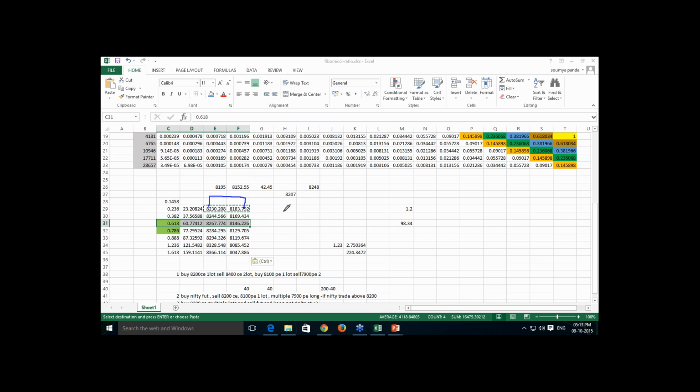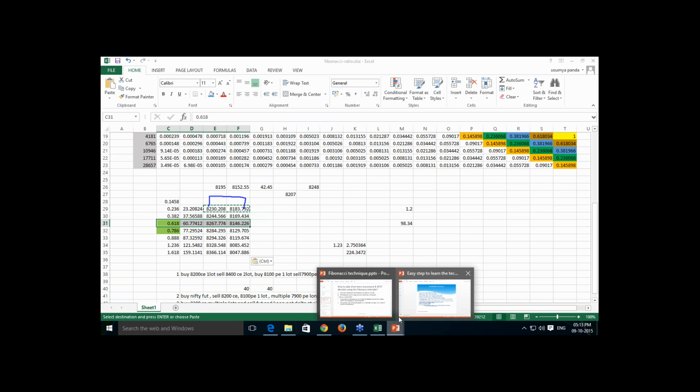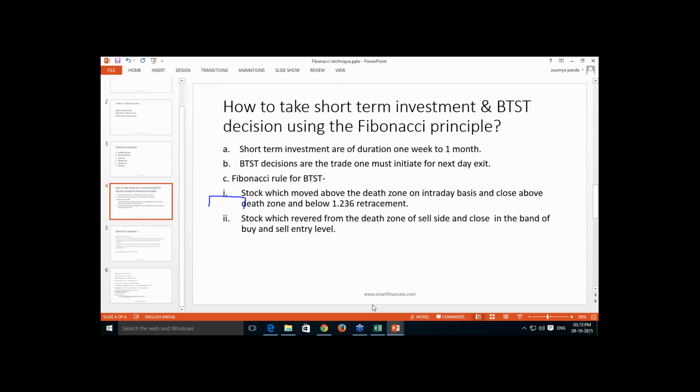So this particular study says I have a reversal from the death zone. So as per the second rule of my Fibonacci BTST relationship, a stock which reverses from the death zone of the sell side and closes in the buy and sell entry, this is the one condition. Second condition, a stock which moves above the death zone on an intraday basis and closes above the death zone and below 1.236 retracement. So this is for buy today, sell tomorrow.